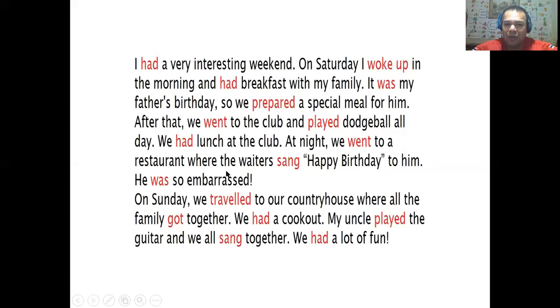We went to a restaurant where the waiter sang happy birthday to him. He was so embarrassed. On Sunday, we traveled to a country house where all the family got together. We had a cookout. My uncle played the guitar and we all sang together. We had a lot of fun. So basically, this is the paragraph.